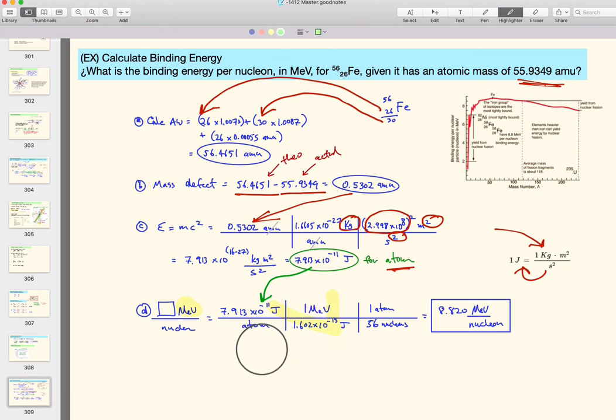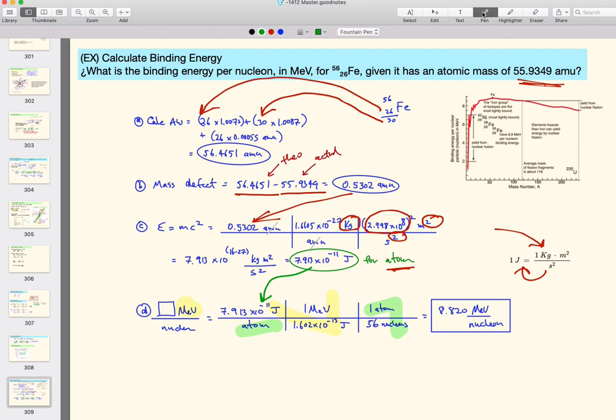And then we're going to convert atoms to what? Nucleons. There's 56. Yes, right there. So we know that the atomic mass is 56. There's 56 nucleons for every atom of iron. And so we wind up with 8.820 mega electron volts per nucleon.